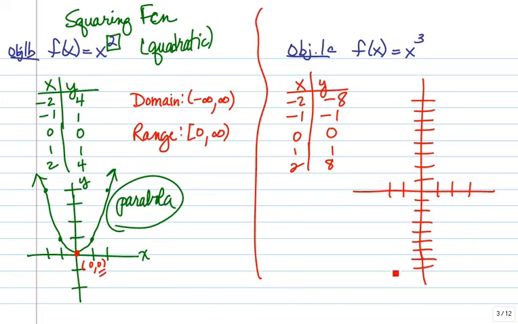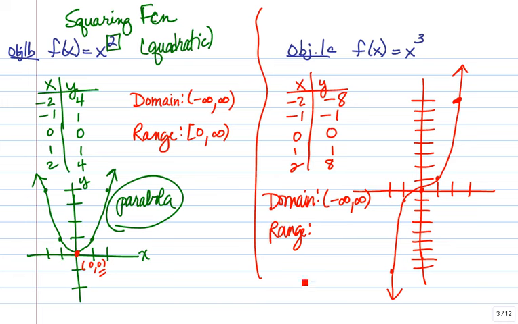Negative 2, negative 8, negative 1, negative 1, 0, 0, 1, 1, and 2, 8. So this kind of looks like a snake, right, as we curve around there. The domain and range of this function are, what do you think? In the left to right direction, it goes on indefinitely, so that would be from negative infinity to infinity. The range, also from bottom up, extends indefinitely from negative infinity to infinity.